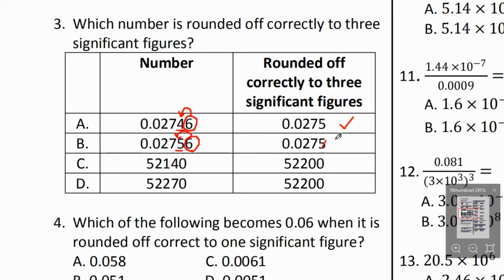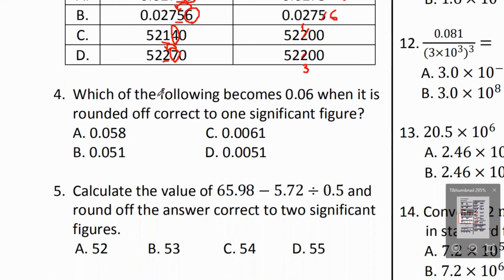0.0276, not 5. C, 1, 2, 3. Okay, we underline, then circle the number beside it. 4 does not need to round up. So the answer is 52100. Okay, D, 52270. So 1, 2, 3. Then circle the number beside it. 7, so we have to round up. So the answer is 52300.